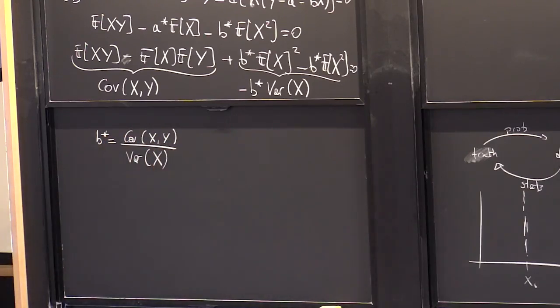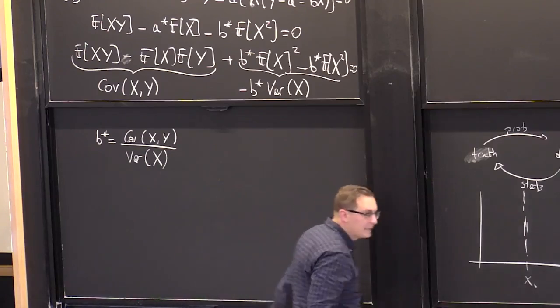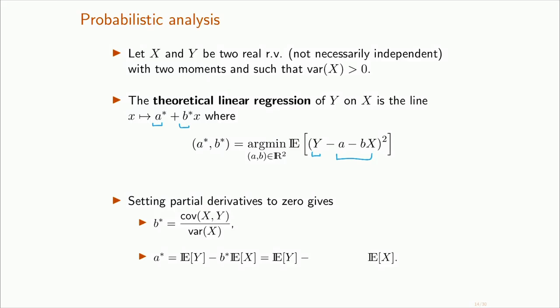Okay? And then, of course, a star is just expectation of y minus b star expectation of x. And I can just plug in the value that I got from my b star, but I cannot really go any much further. All right, so this is just covariance of xy divided by variance of x.